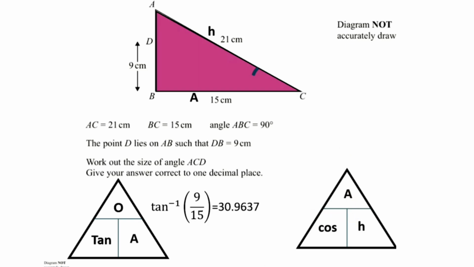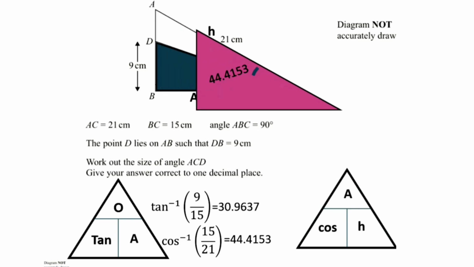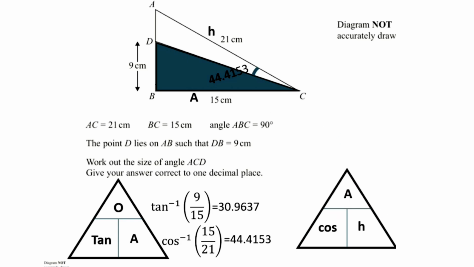So to find an angle, we'll use cosine inverse. Adjacent is 15, hypotenuse is 21, so it's 15 over 21. And that gives you 44.4. Now, we have the two angles. Let's just have a look at how they look. Now, the big angle is 44 point something, and the small angle is 30.